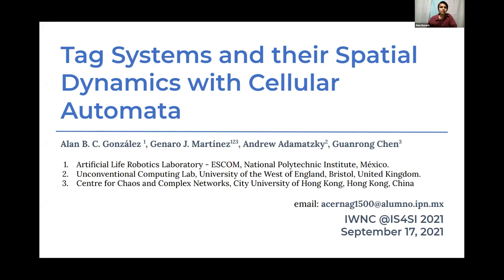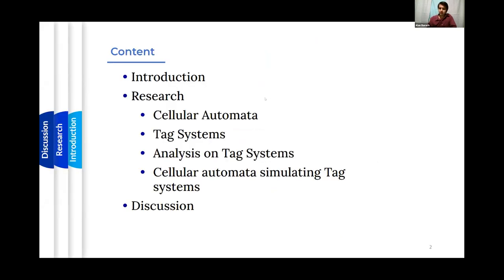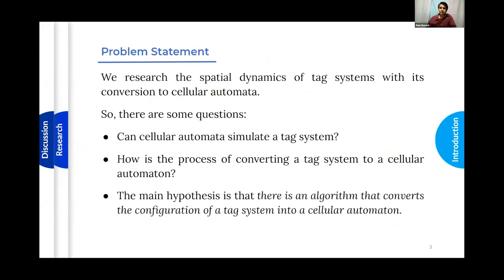I'm Alan, and I'm going to talk about the research on tag systems and their spatial dynamics with cellular automata. This is the show schedule that we have this time, and as an introduction, we have some questions. Can cellular automata simulate a tag system? How is the process of converting a tag system to a cellular automaton?